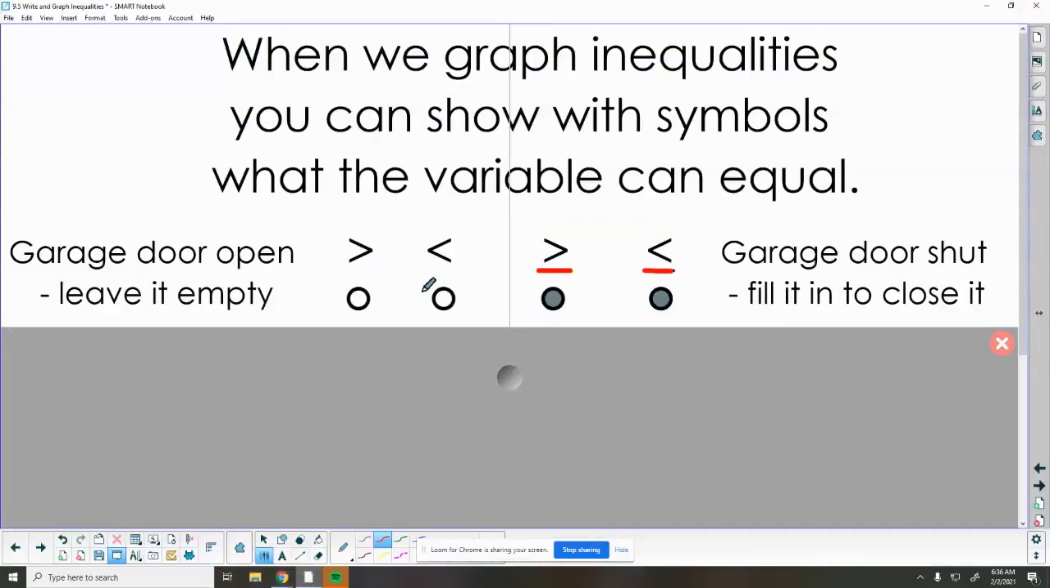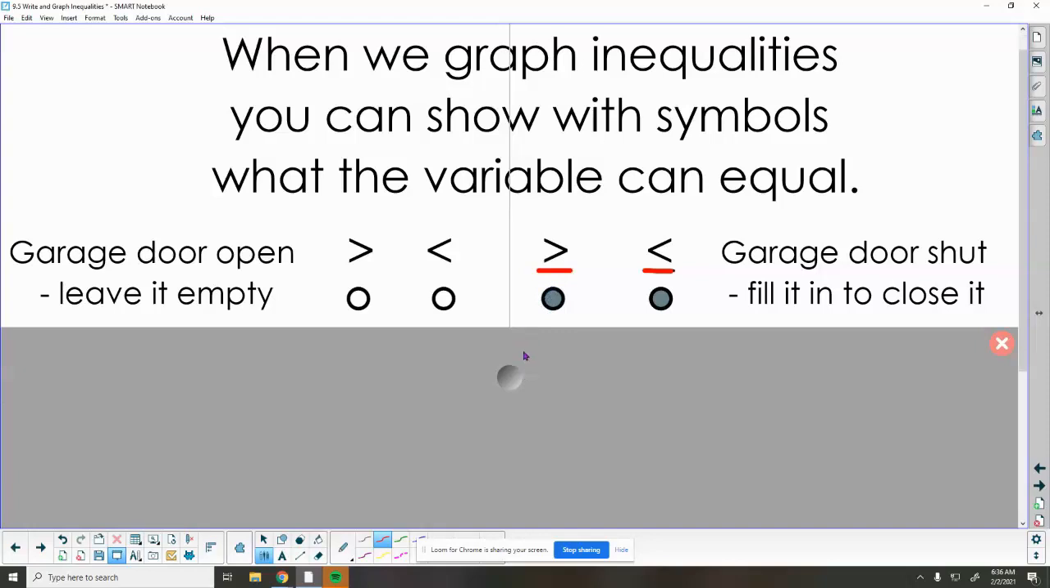So let me come back here. If it doesn't equal it, it's empty. The garage door is open here. It came down, the garage door shut, and we have to fill it in to close that garage door.